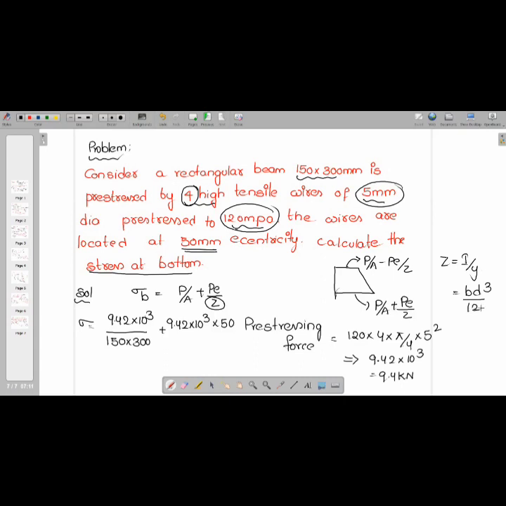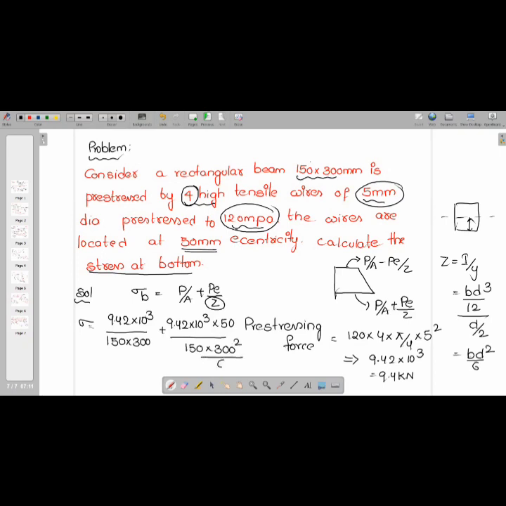And the distance from the neutral axis to the extreme fiber is d by 2 in case of a rectangle. So this will be equal to how much, sir? Section modulus is BD square upon 6. If I substitute here, B is how much, sir? 150 and D is 300 square upon 6.